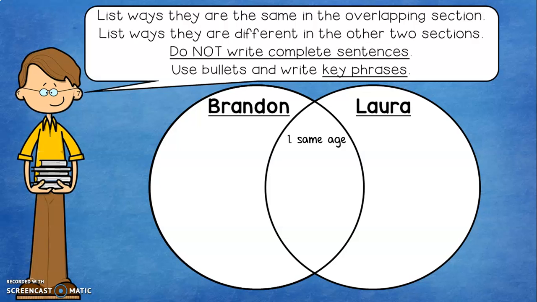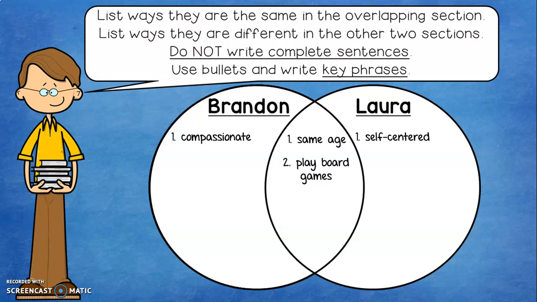Well, Brandon and Laura, we know they're the same age. They're twin brother and sister. We know they both play board games. Now, Brandon, we have as a compassionate character, and Laura is kind of self-centered. How do we know that? What in the text told us that?